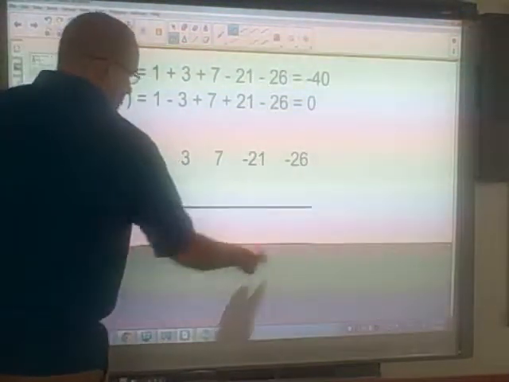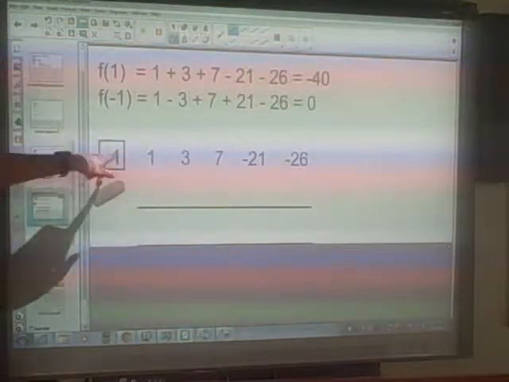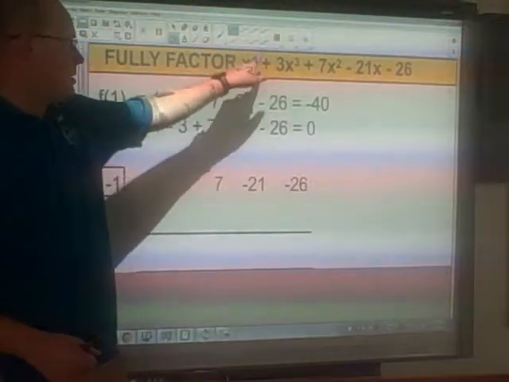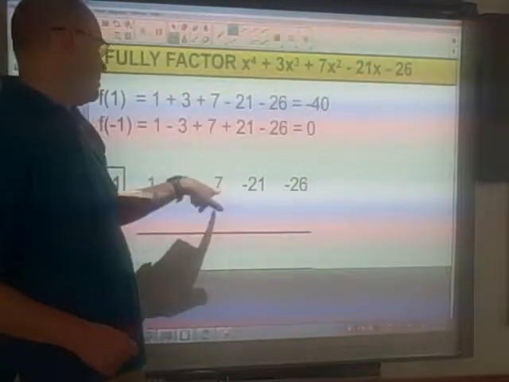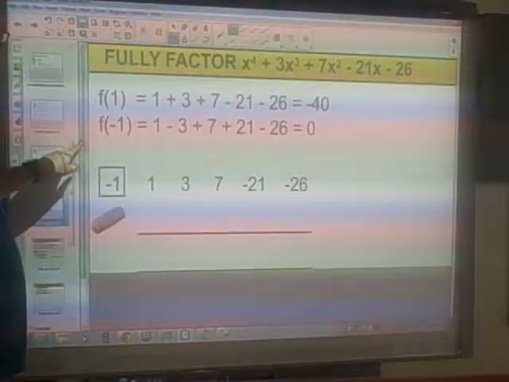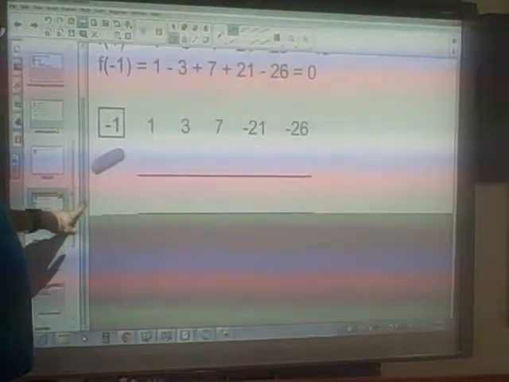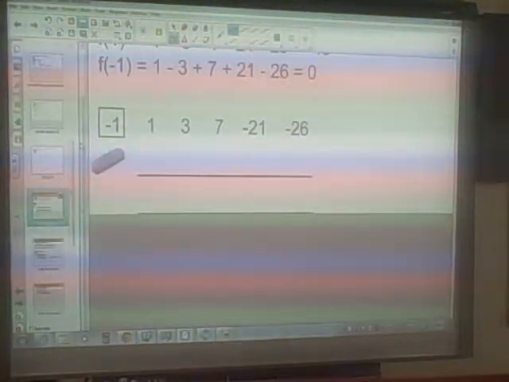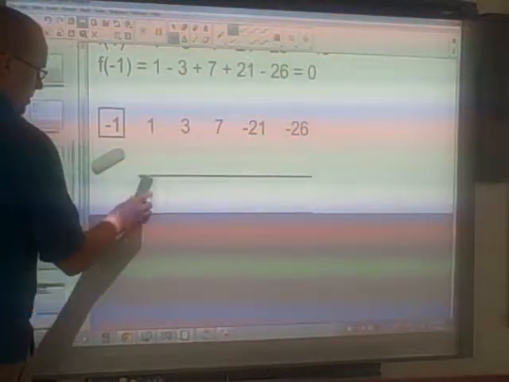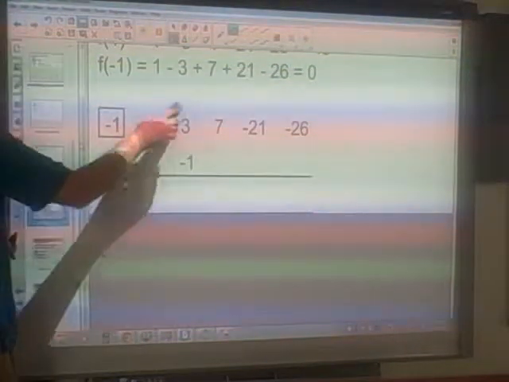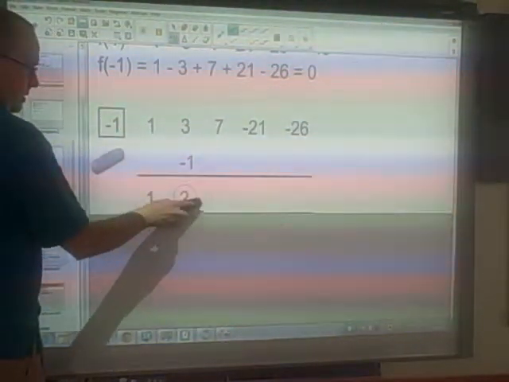what this divides into. So, using synthetic division, and these numbers here came from the coefficients of the question: 1x to the 4, 3x cubed, 7x squared, negative 21x, negative 26. And then when we do our synthetic division, we bring down the 1. Negative 1 times 1 is negative 1. We add these two numbers together, so that should be 2.